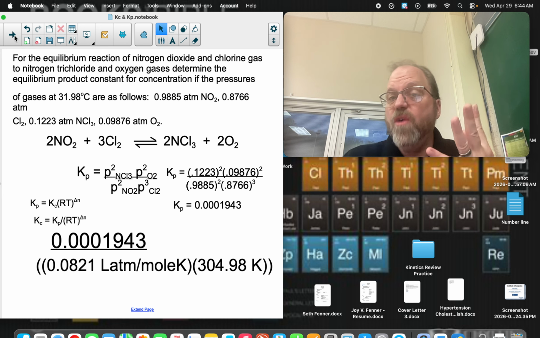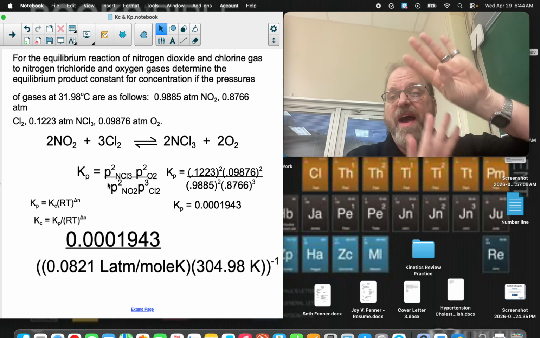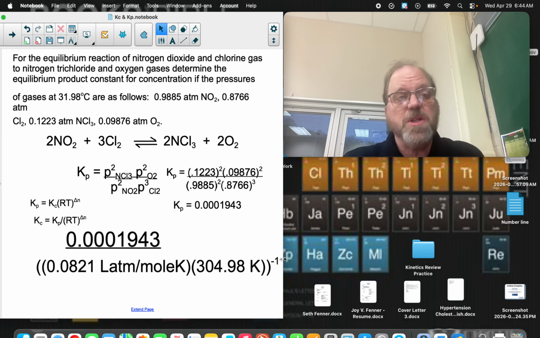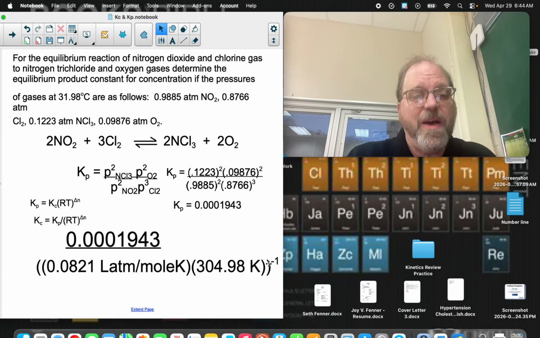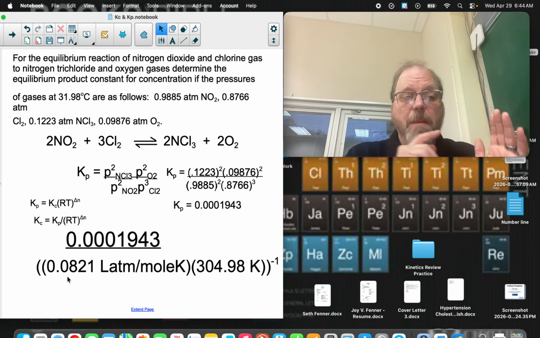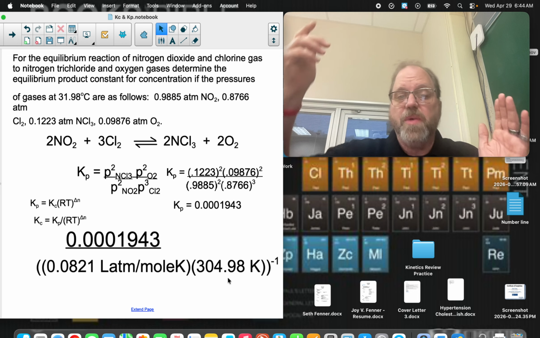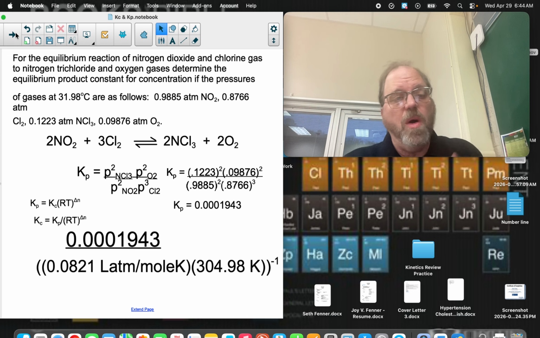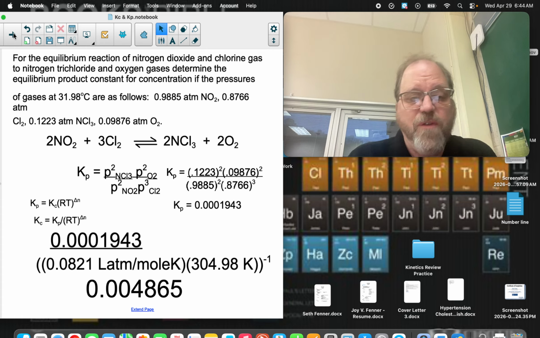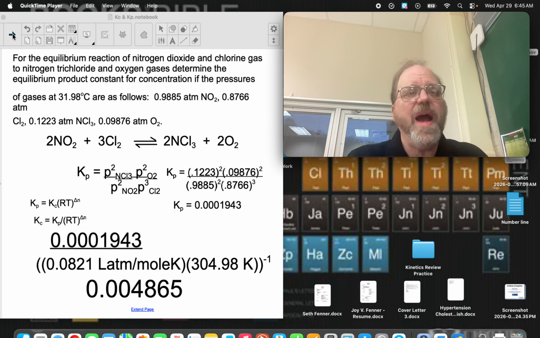And now we have 2 plus 1, that's 3, and 2 plus 3, that's 5. So 3 minus 5, algebraically, when we have exponents, we subtract them. So my delta n value is -2. So if I take 0.0001943, divide by parentheses, 0.0821 times 304.98, parentheses raised to the delta n, equal, I get an answer of 0.04865. That's my Kc value.